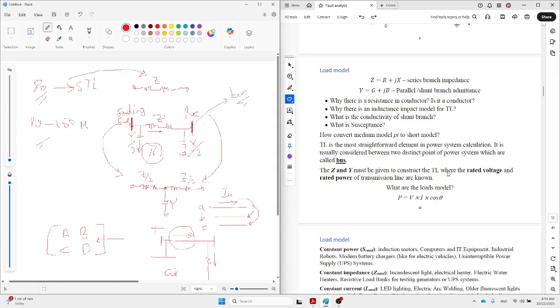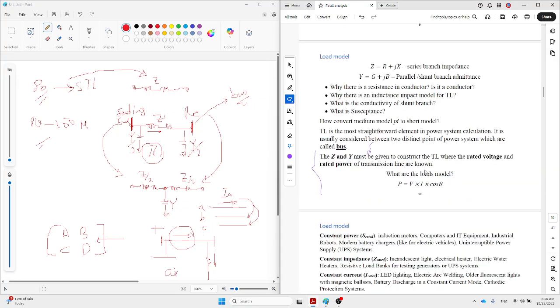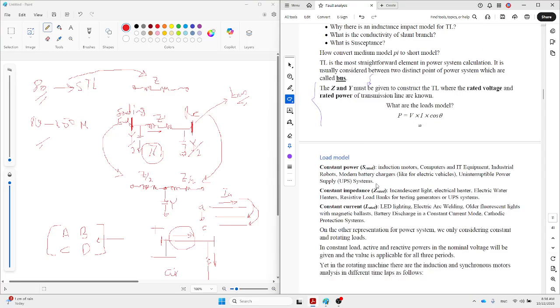And then don't forget, in our simulation and in our studies, Z and Y are mostly related to the voltage level, so they can be changed by the voltage level. And don't forget the modeling of the load. The load model is the next one.